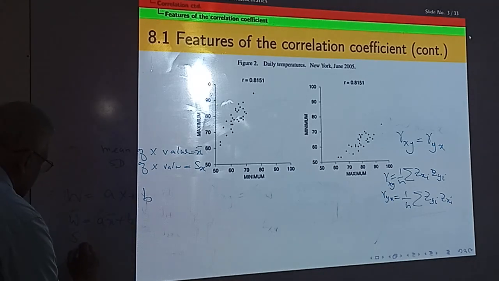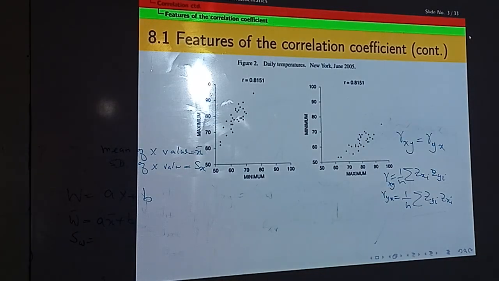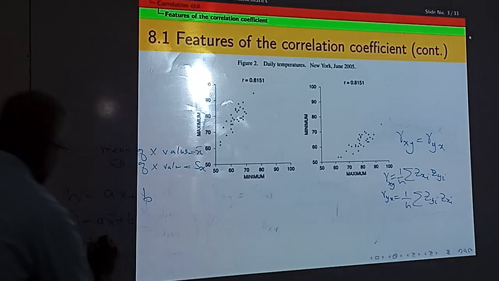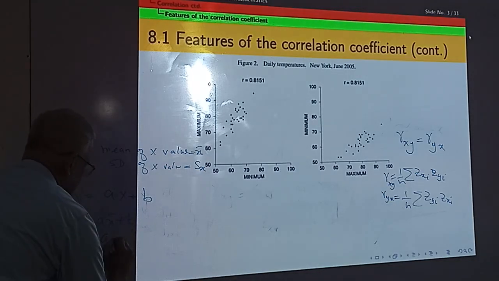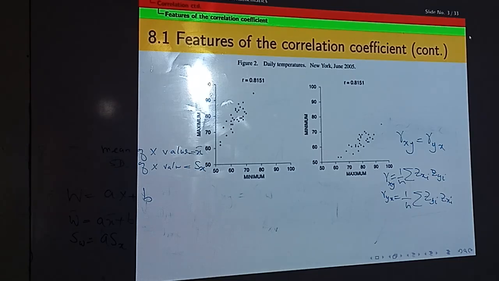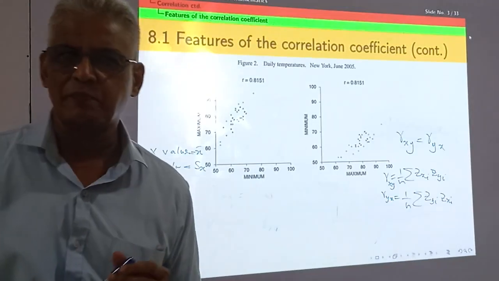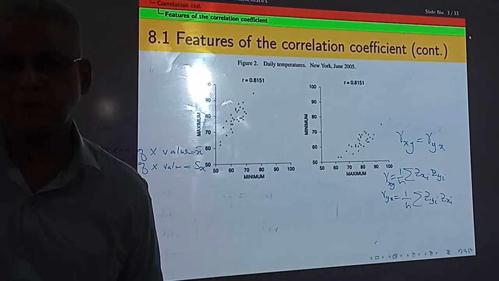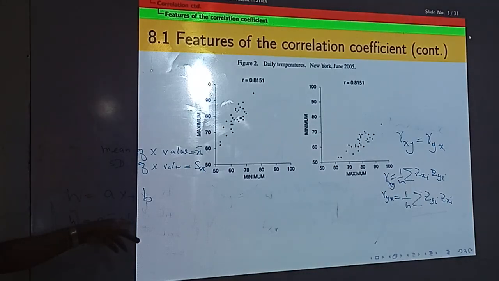What will be the standard deviation of w values? A times s_x. B doesn't play any role there, it's a times s_x. How do you explain this result practically? Why does it become like that? Mathematically, of course, we can prove it by definition, but practically, how do you explain that? Why does b come in here and not here?